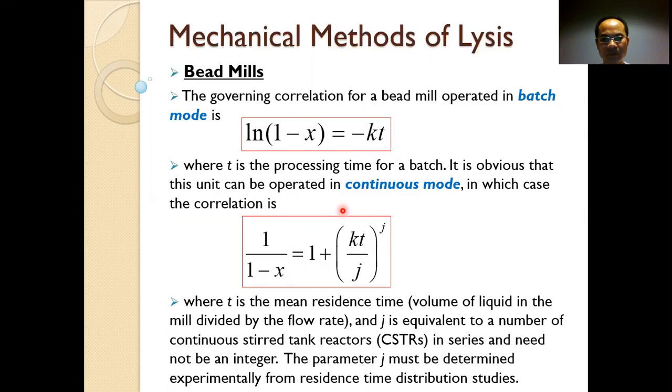We can determine the mean residence time by the volume of liquid divided by the flow rate. If we know the volume of the suspension, we divide it by the flow rate, and we will get the residence time T. J is the number of continuous stirred tank reactors in series, and need not be an integer. Parameter J is also determined experimentally from the residence time distribution. So K and J are constants.